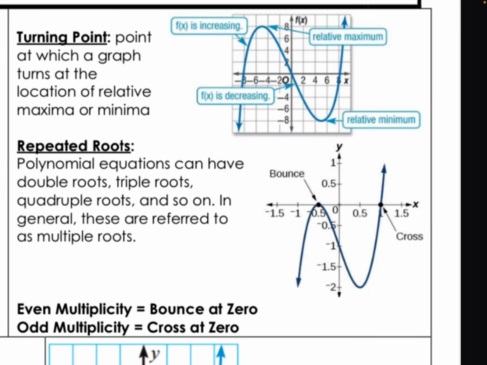So a turning point is a point on the graph at which we change from increase to decrease, or decrease to increase, known as a relative min or a relative max. So all relative mins and maxes or absolute mins and maxes are turning points.